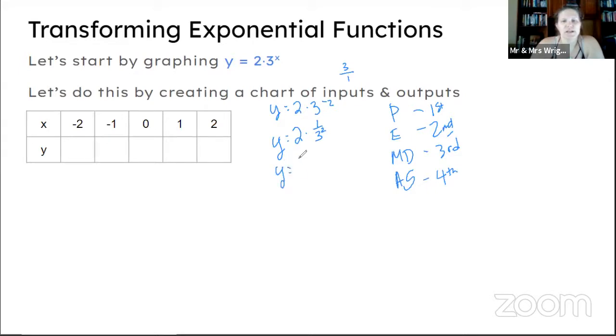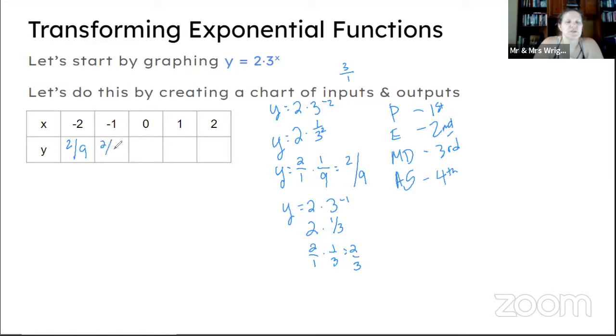Let's look at this. y equals 2. Let's create a fraction, times 1 over, what is 3 squared? 9. Well, that's the same thing as 2/9, and I cannot reduce that anymore. So 2/9, that's what I've got. Let's look at this next one. y equals 2 times 3 to the -1. Well, that's 2 times 1/3, which is 2 over 1 times 1 over 3, which is 2/3. So let's put 2/3 in here.